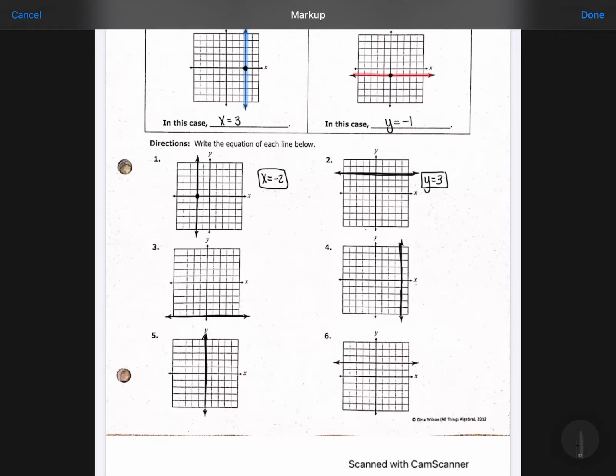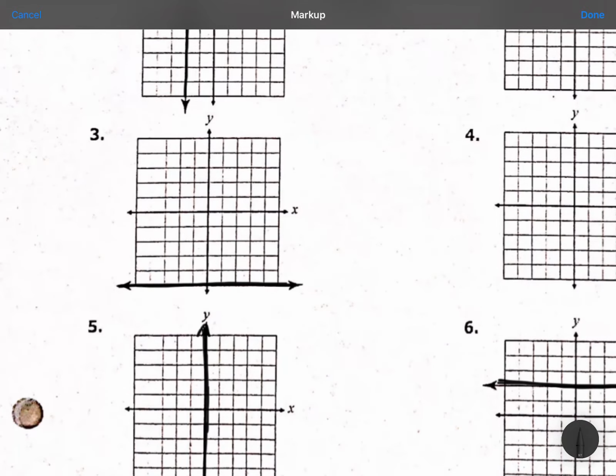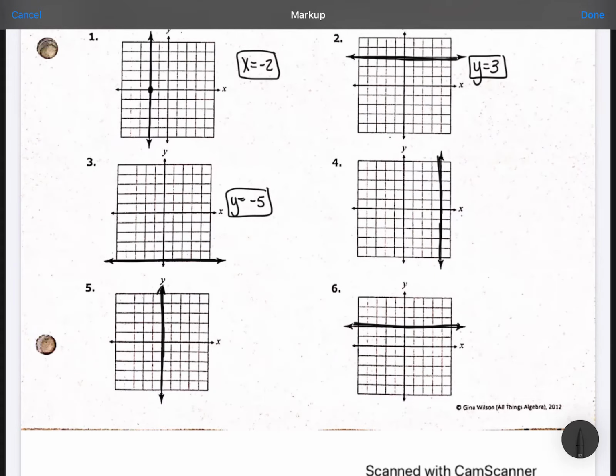Just figure out where it's touching the x or the y-axis. If it's touching the x, then it's an x equals. If it's touching the y, then it's a y equals. So number 3, it's touching the y, so it is y equals, and it's touching it at 1, 2, 3, 4, 5, at -5. So that's the equation. Isn't that simple? So go through and give me an answer for 4, 5, and 6, and then you can unpause the video and see if you are correct.